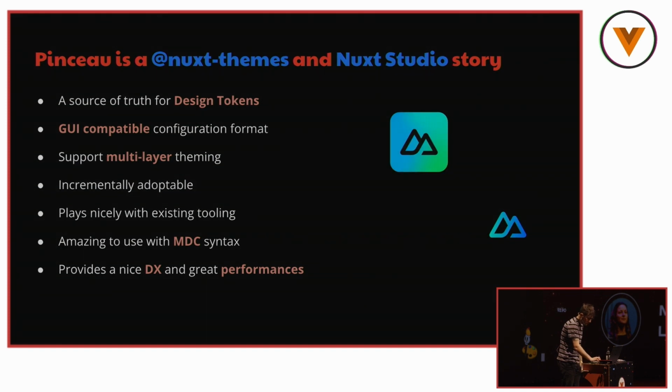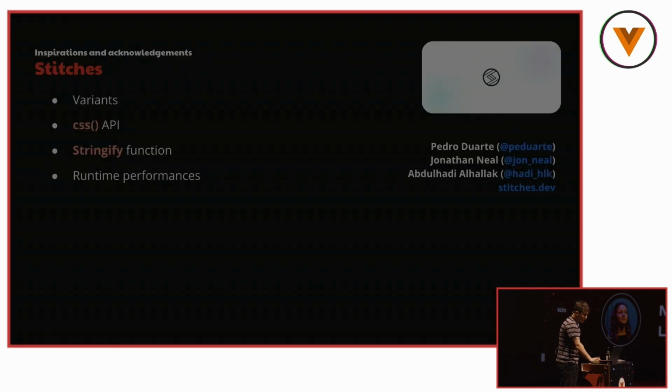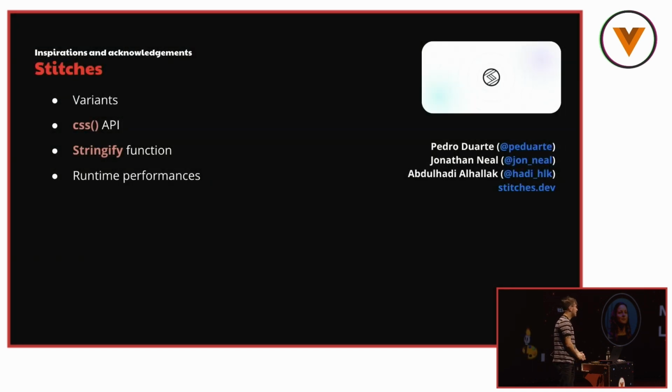So now that we have a bit of framing over the story we need to tell, I need to talk about some inspirations for it. The first inspiration is Stitches. Stitches is an amazing tool made by the team of Modulz. I'm going to talk about it because I took the variants API from it, I took the CSS API from it, and I reshaped it to use it inside Vue. And they also have some really nice runtime performances, and even if Pinceau does not have so much runtime, it still needs it.